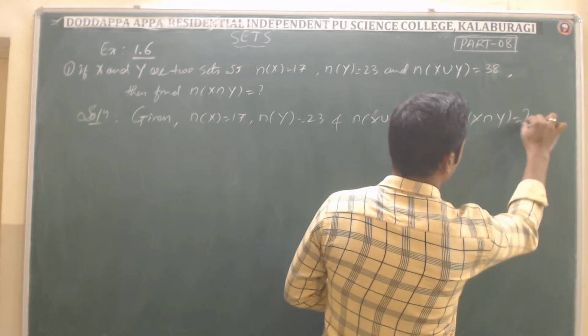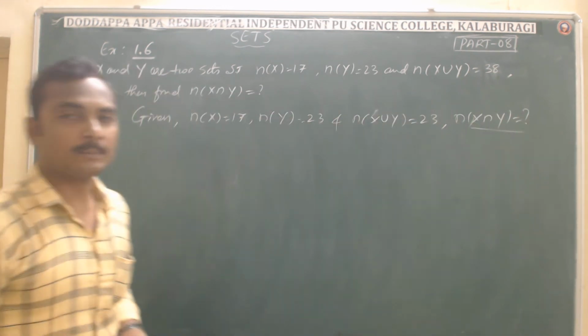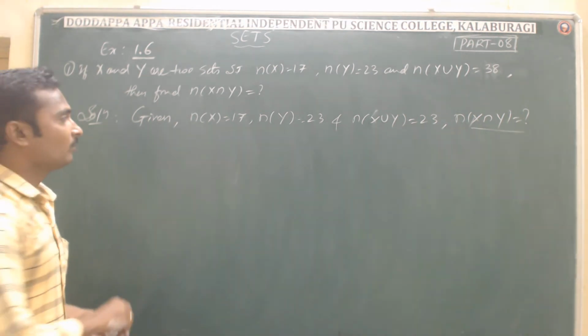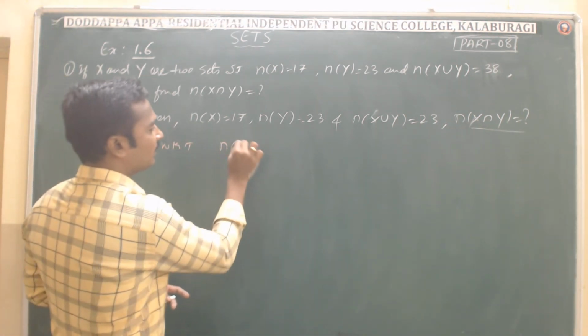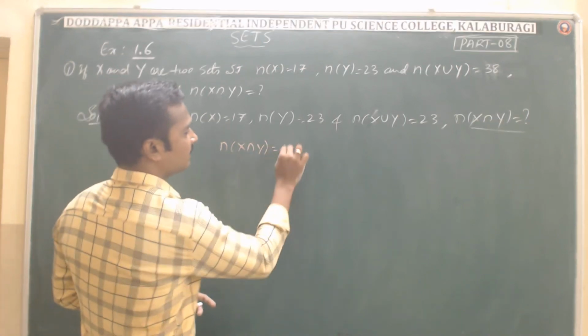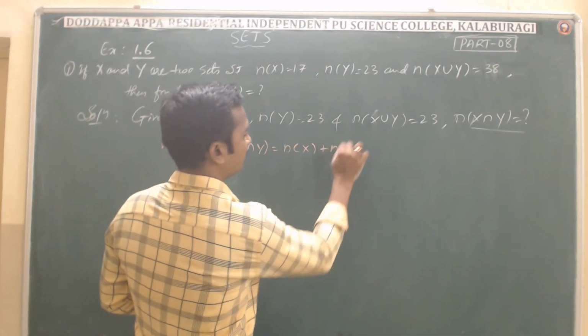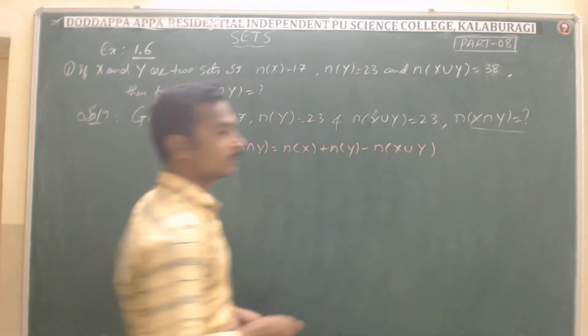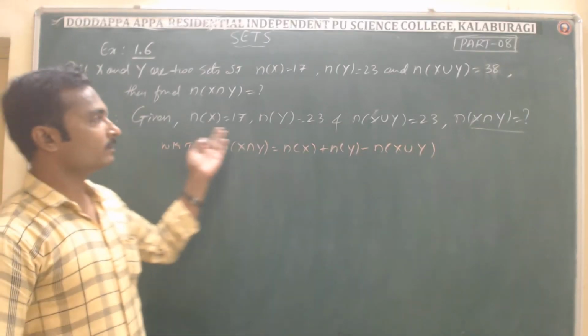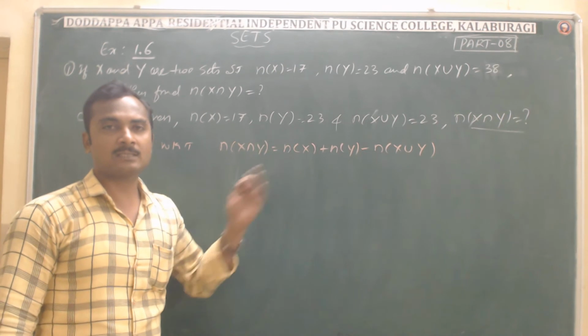We need to find x intersection y, the total number of elements of x intersection y. What we know is the formula: n of x intersection y is equal to n of x plus n of y minus n of x union y. So according to this formula, just substitute the known values above.